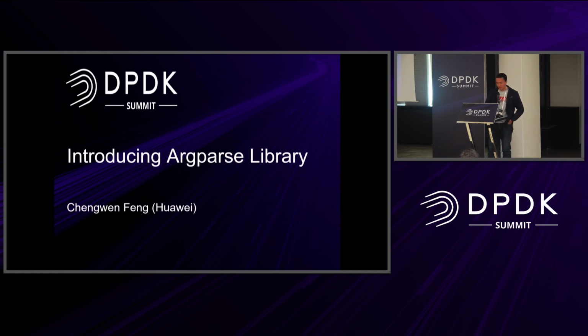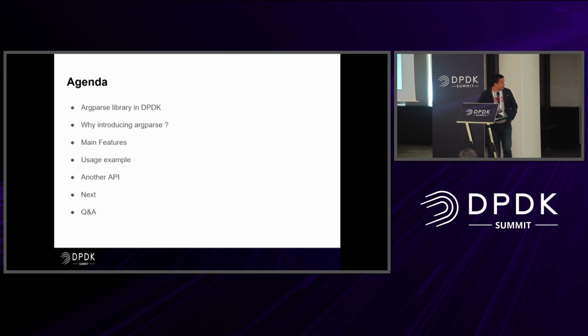The topic is about introducing the argument parsing library. The agenda is very simple. First, I will introduce this new library in DPDK and why we introduce it. Then I will mainly introduce the main features and some very simple user examples. There is also another API I want to introduce. The last is next steps, and thank you.